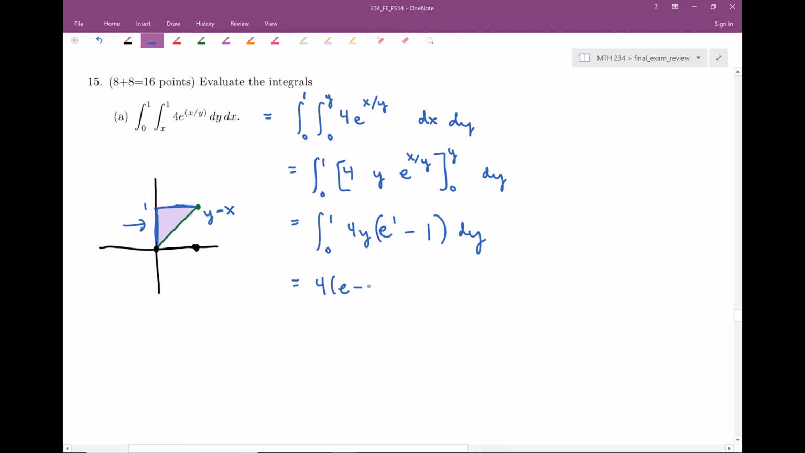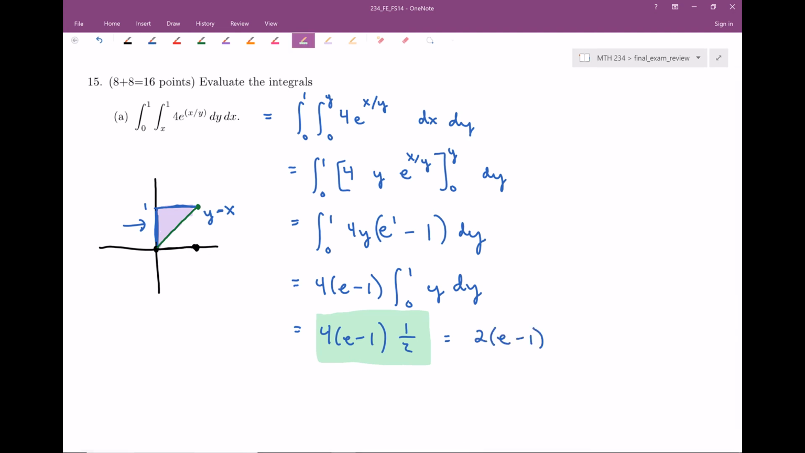So 4 times e minus 1, and then I'm going to have the integral from 0 to 1 of just good old y. And when I integrate y, I'm going to get 1/2 y squared, and then I'm going to plug in 0 and 1, which will just give me 1/2. So when I multiply, there we go. So this is our final answer. Or if you want to be even better about simplifying, the 1/2 and the 4 do cancel, and you get 2 times e minus 1. So either one of these, I'd give 100% for.